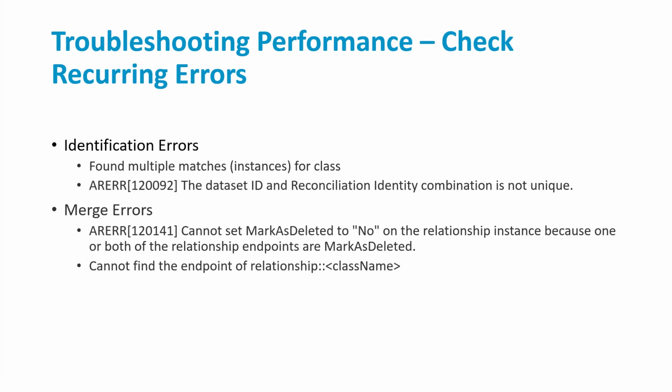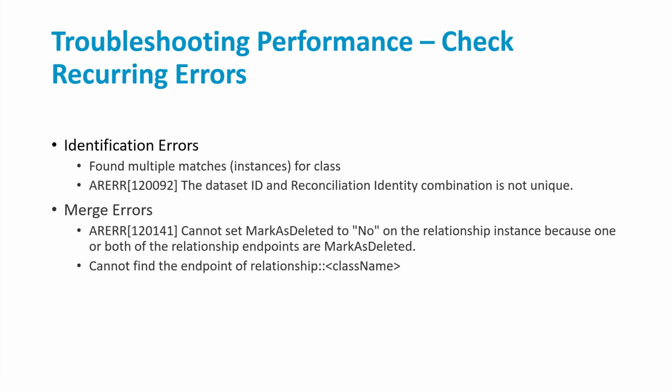AR error 120141: cannot set markers deleted to no on the relationship's instance because one or both of the relationship endpoints are markers deleted. This error occurs because you cannot set the value of markers deleted to no for the relationship class record where the endpoints of the relationship record markers deleted are set to yes.